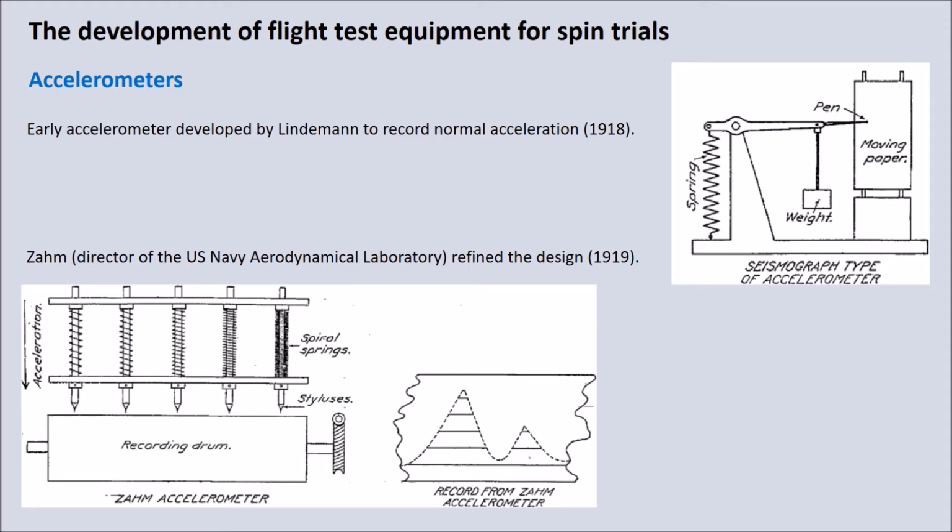There was a problem with this though, and that was due to the high angle of attack, or the high angle of incidence during a spin. The airspeed indicator didn't really give very reliable readings because of its orientation. Obviously it wasn't exposed to the free stream when the aircraft was descending at such a high angle of attack.